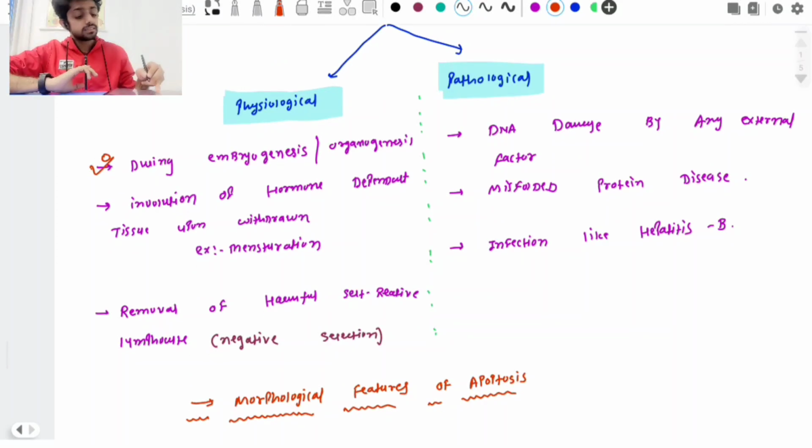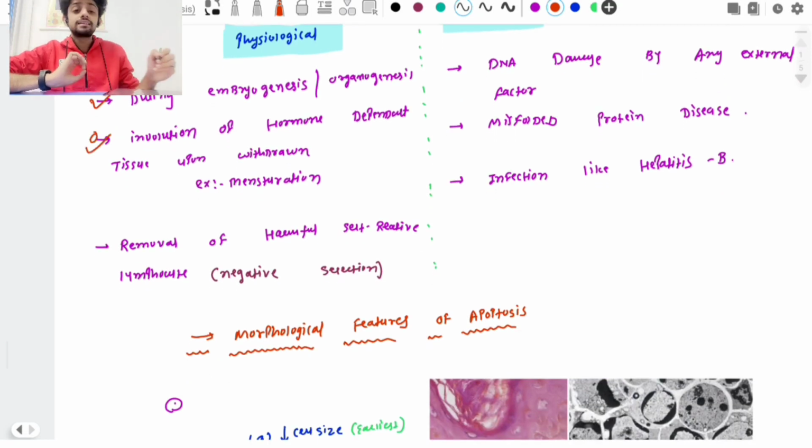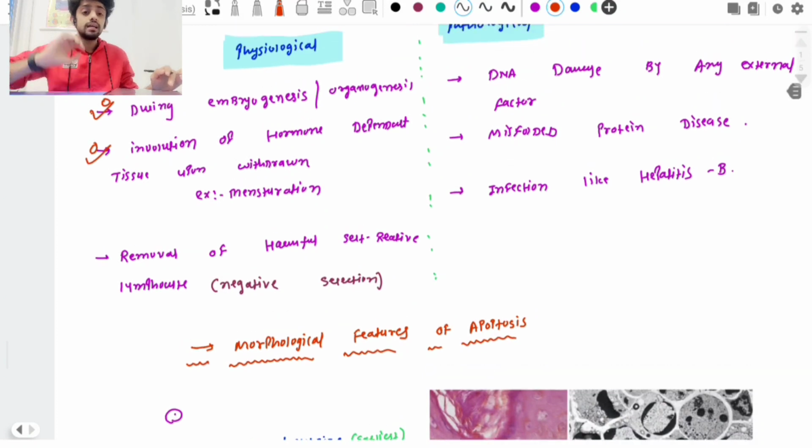Another example includes the involution of hormone-dependent tissue, for example the menstrual cycle. There are high levels of estrogen, and progesterone supports the endometrium, but when we withdraw the hormonal support, it leads to the shedding of the endometrium and menstruation. So it is also an example of physiological apoptosis.